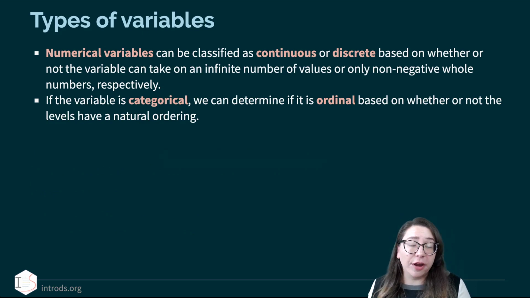The types of variables that we're going to talk about are numerical and categorical. So numerical variables can be classified as either continuous or discrete based on whether or not the variable can take on an infinite number of values or only non-negative whole numbers, respectively.